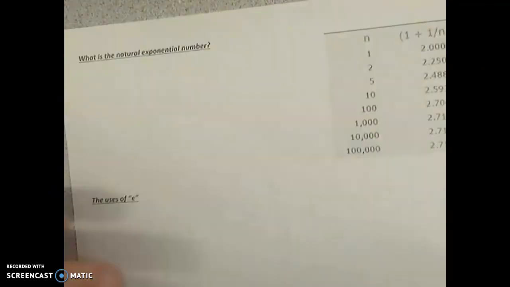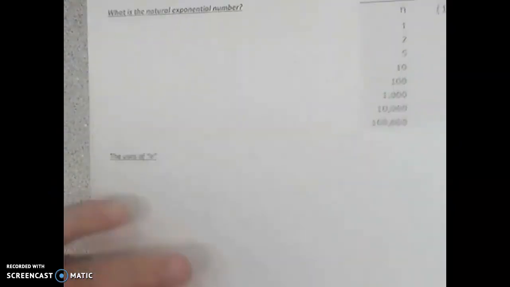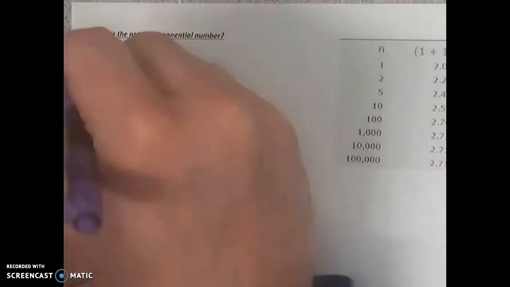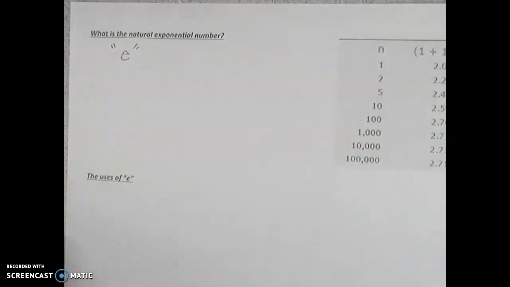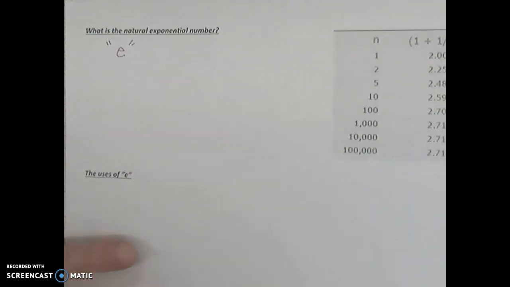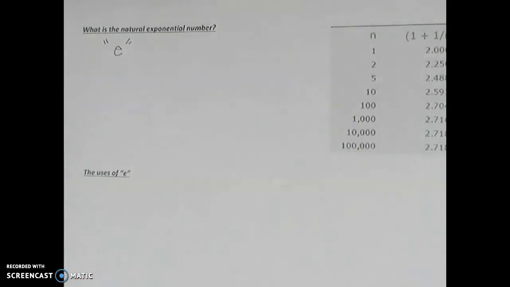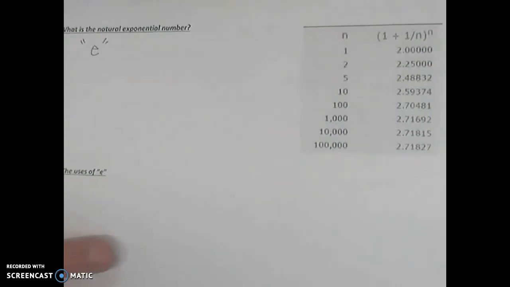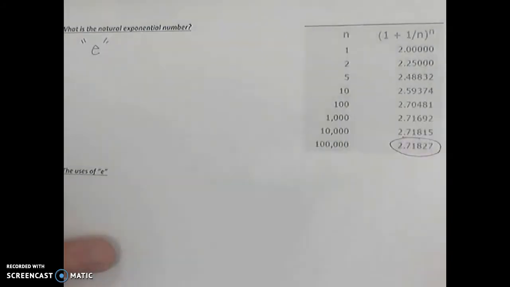We're going to get to what we call the natural exponential number, that happens to be the number e. Okay, just like pi is a number, e is also a number. Pi, dealing with circles, e dealing with exponential growth. What is e? This is e. Okay?